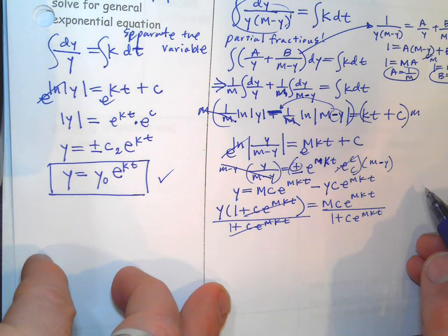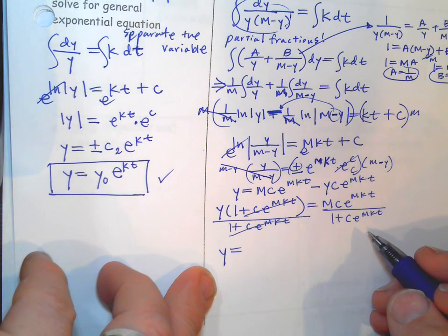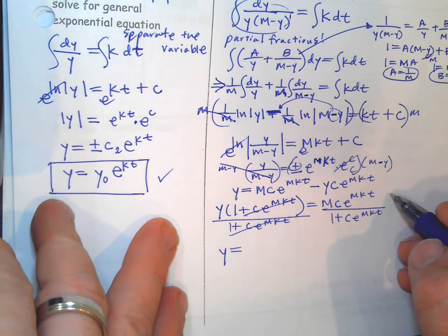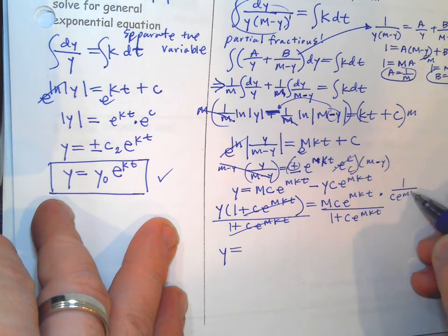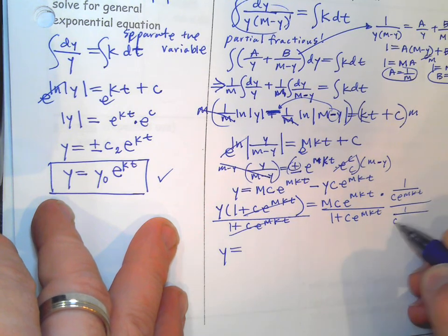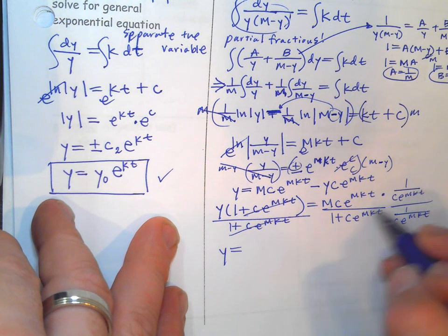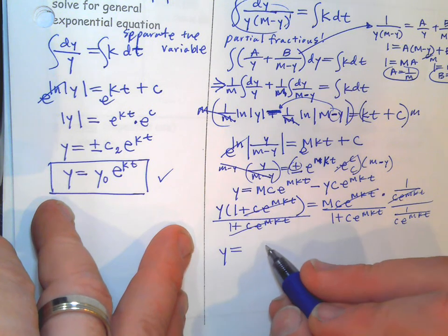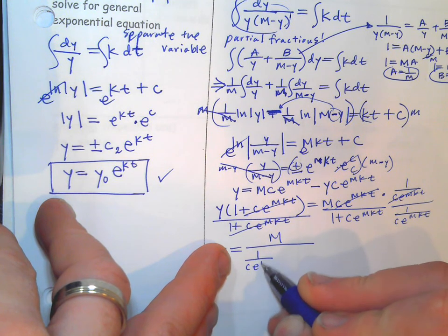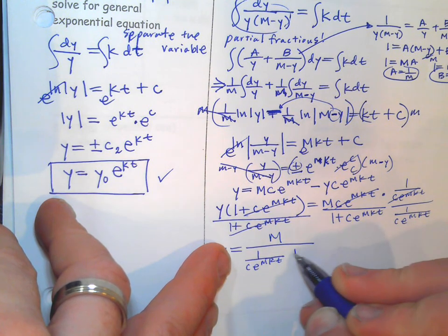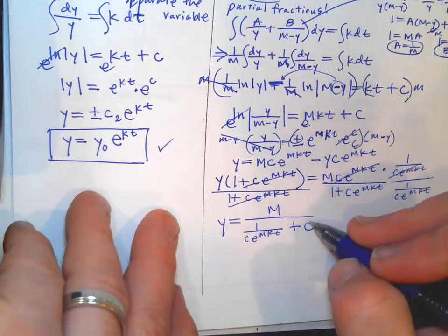And now we're going to manipulate this a little bit to make it look like a memorized version. So what we're going to do is multiply by 1 over c e to the mkt top and bottom, which we're allowed to do with fractions. Multiply top and bottom, or divide the top and bottom, by the same thing. Now, when you do that, it gets rid of this guy. And so now we have m over 1 over c e to the mkt plus 1.